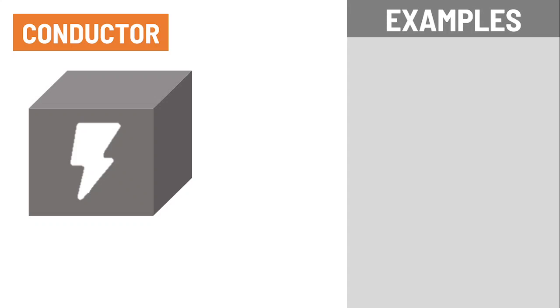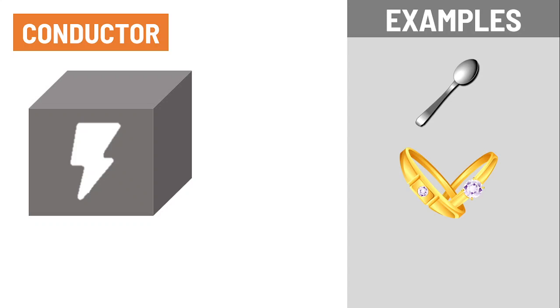A conductor is any object that has the ability to conduct electricity. Examples of conductors that you can find at your home are spoons and gold rings.